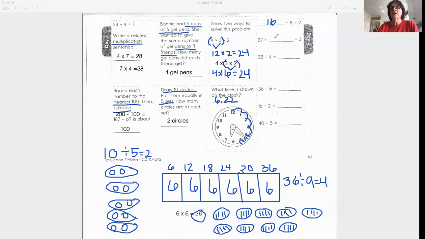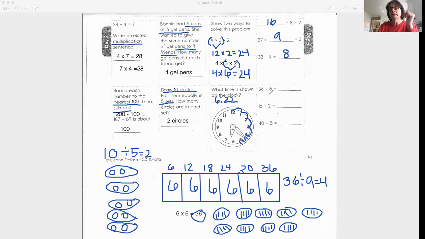I'm looking for an unknown factor, so I can skip count by 3 until I get to 27. 3, 6, 9, 12, 15, 18, 21, 24, 27. That gives me 9. If you don't know the fact, 32 divided by 4, again, I'm looking for an unknown factor, so I can skip count by 4s till I get to 32. 4, 8, 12, 16, 20, 24, 28, 32. My answer would be 8. Remember, the skip counting works for you whether you're doing multiplication or division.